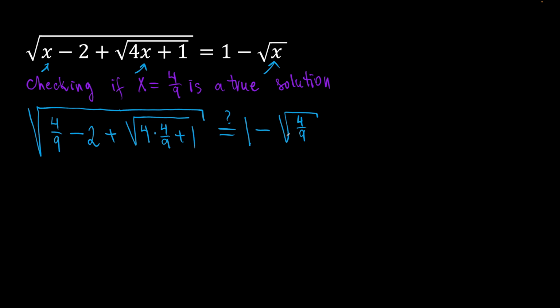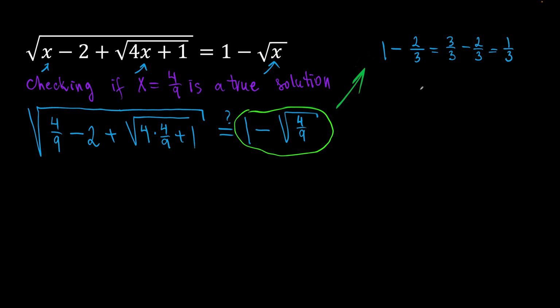Is 4/9 a true solution? So let's simplify the right side first. It looks awesome. 1 minus square root of 4/9. Square root of 4 is 2. Square root of 9 is 3. So 1 minus 2/3. We are working on the right side. We can write 1 as 3/3 minus 2/3. So subtracting fractions, 3 minus 2 is 1, 1/3. So on the right side, we have 1/3.